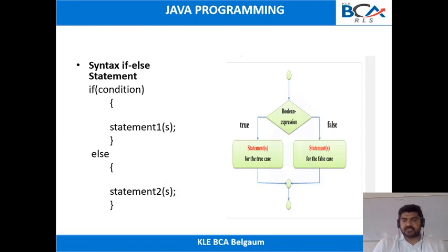Suppose you are checking whether a is greater than b. Suppose the value of a is 20 and b is 10. Here the Boolean expression is a greater than b, with values 20 and 10. 20 is greater than 10, so this Boolean expression is evaluated to true. Then it will execute the statement and display that a is the larger. So this is the simple flow diagram for the if-else statement. Next we'll see the example.